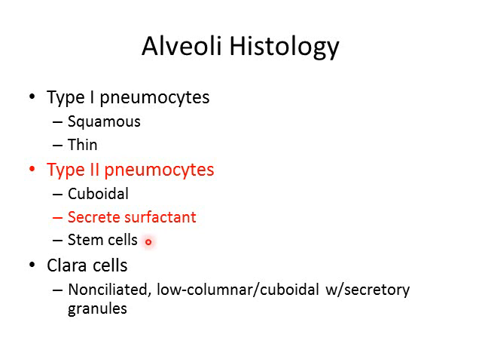Next, type 2 pneumocytes serve as our stem cells in the alveoli, so basically they also serve as precursors to type 1 pneumocytes. Clara cells are also found in alveoli that are non-ciliated, low columnar to cuboidal cells with secretory granules. And basically the secretory granules provide us with some immunoglobulin to protect us against pathogens.